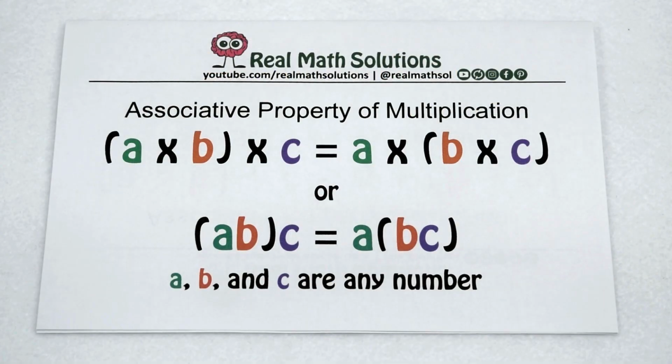We can write a general rule for the associative property of multiplication. Let A, B, and C stand for any number. The associative property tells us that the product of A times B, then multiplied by C, is going to be equal to the product of B times C, then multiplied by A.